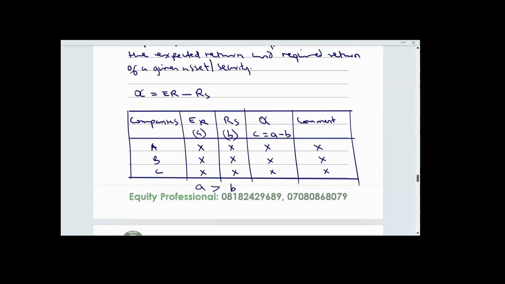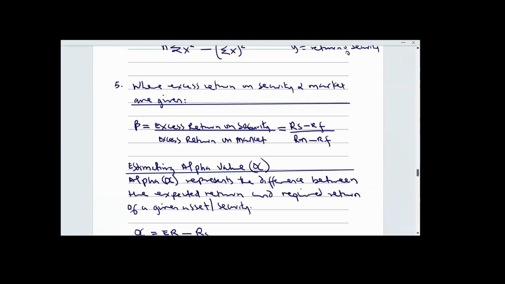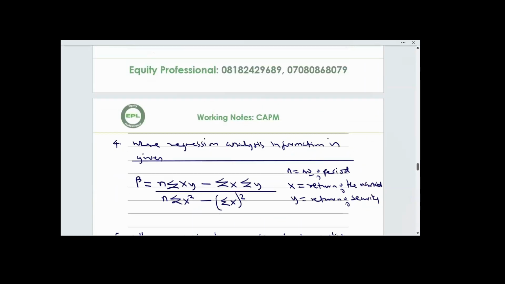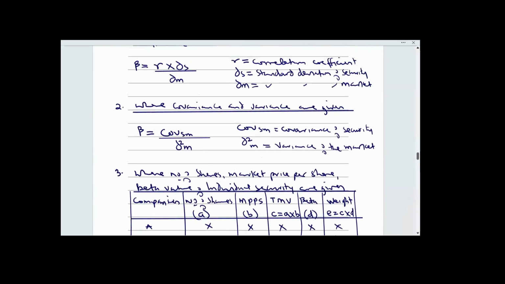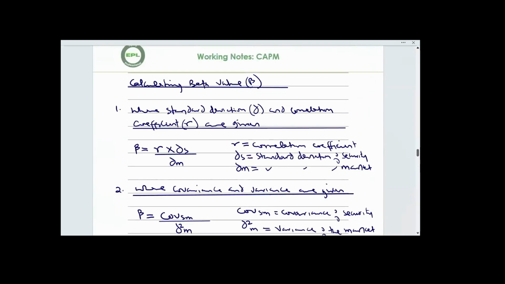And that's why it is important. You just have to memorize all five formulas, because you don't know which one is which. You don't know which one the examiner will set for you on that day. That's why you have to memorize all five formulas. So once you see in the question that you are given standard deviation and correlation coefficient, that means you have to use the first one.